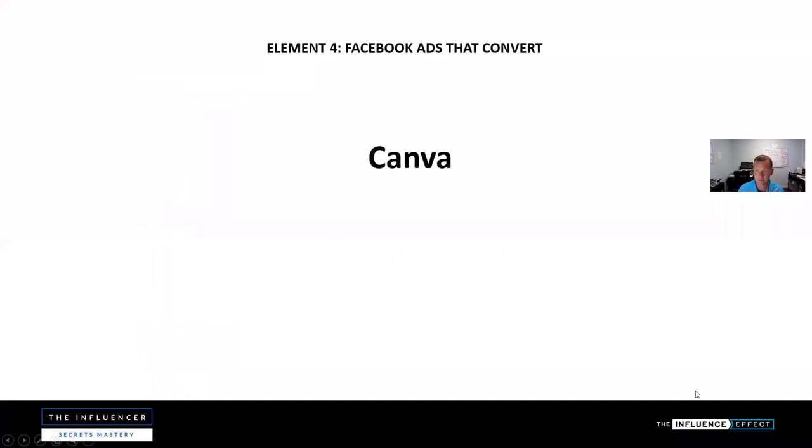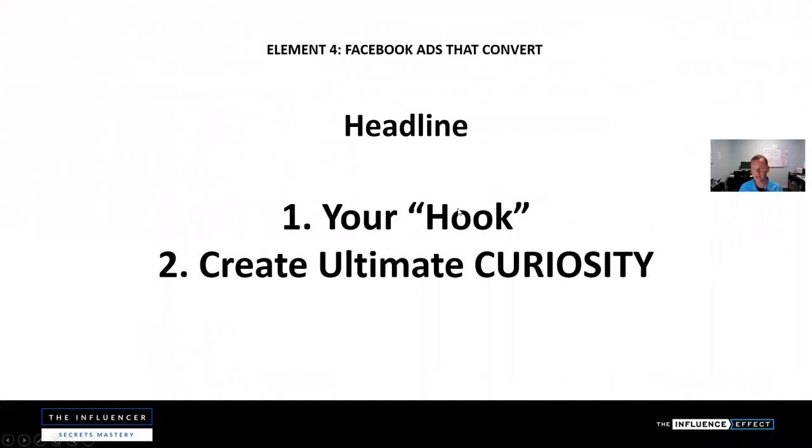Let's get back over here. So we've covered Canva and the image. Now we're going to quickly run through headline and copy. Headline, you've already made this. This is your hook, and this is something to create ultimate curiosity. So if I'm going to say an apple a day is actually toxic, there's curiosity there because that goes against the grain. There's pattern interrupt with it, and they're thinking, wait, what?